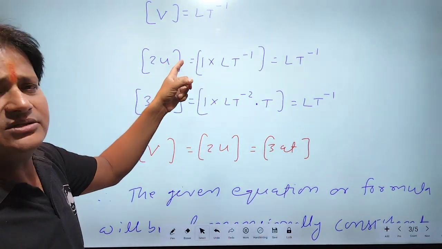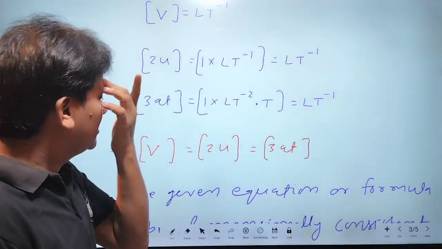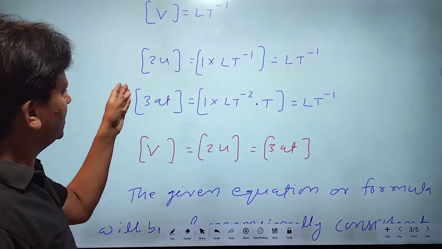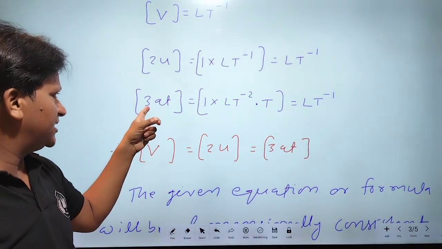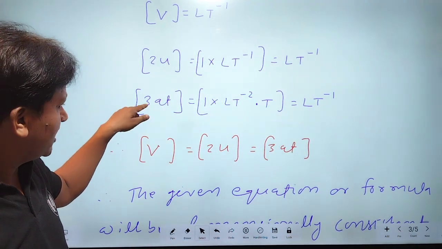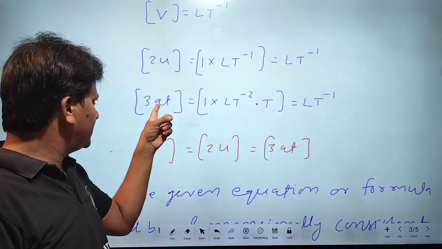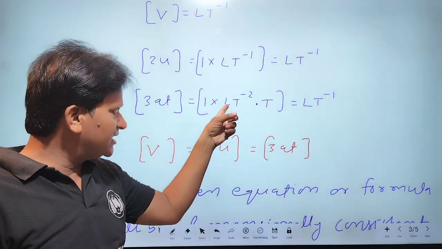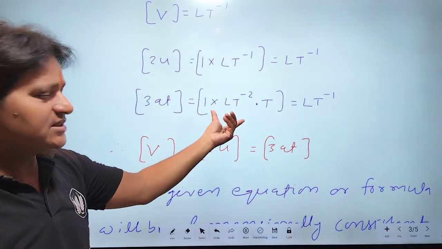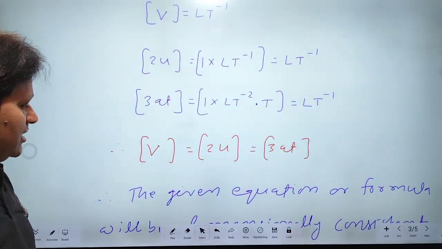U is initial velocity, therefore it will be equal to LT^-1, and this will be equal to LT^-1. Now I am going to find the dimension of the third term. This term has constant 3, this is a number, therefore it has dimension 1. And this is acceleration, the dimension of acceleration is LT^-2. This is time, and the dimension of time is T. After calculation we get this result, LT^-1.